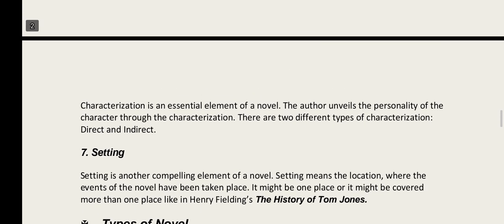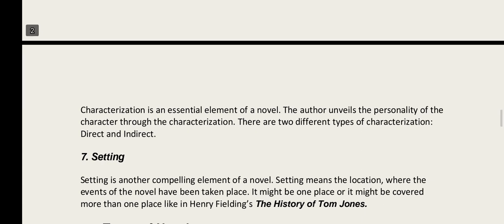Setting. Setting is another compelling element of a novel. Setting means the location where the events of the novel take place. It might be one place or it might cover more than one place, like Henry Fielding's The History of Tom Jones. I hope, students, you have got some information.